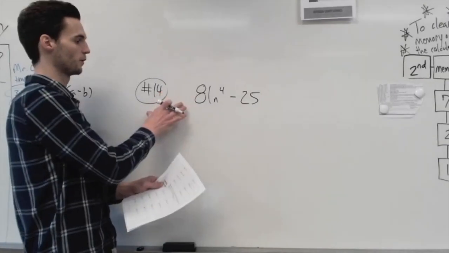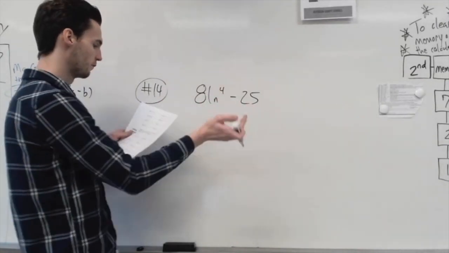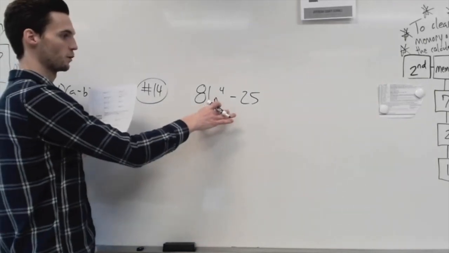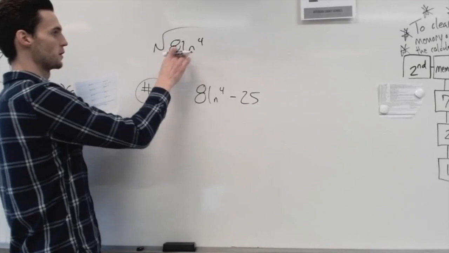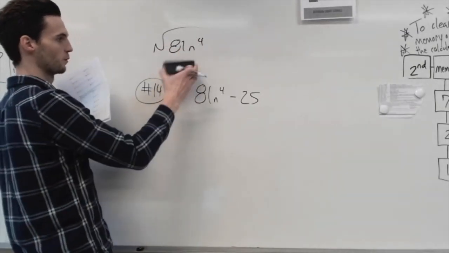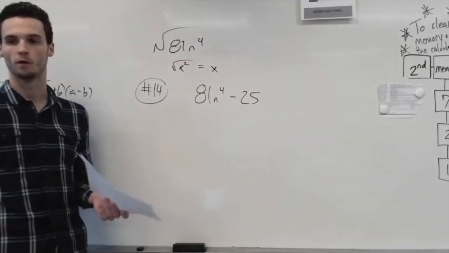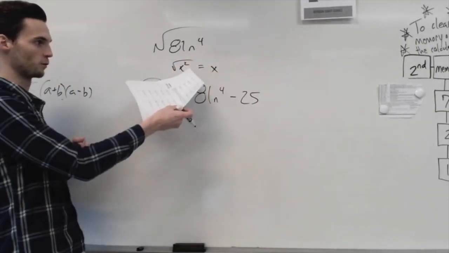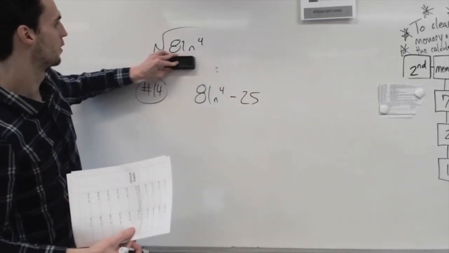Okay, I'm going to do number 14. Got 81n to the 4th minus 25. We're still going to take the square root of a. So when we have something other than x squared, which we've been working with, the square root of x squared was x, if you remember. So the pattern that's going on, we're just halving what's under the radical to get the square root.